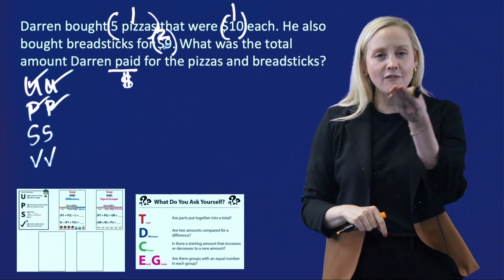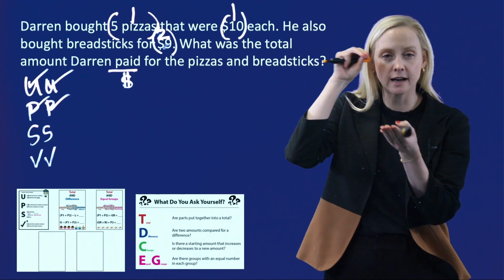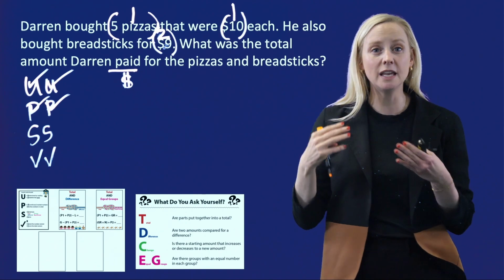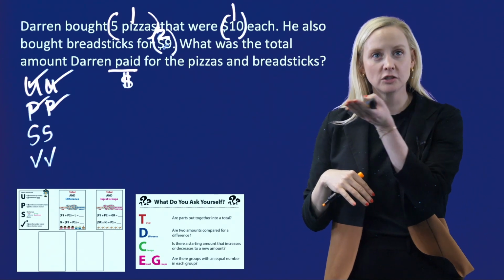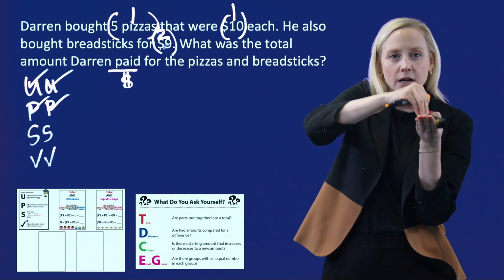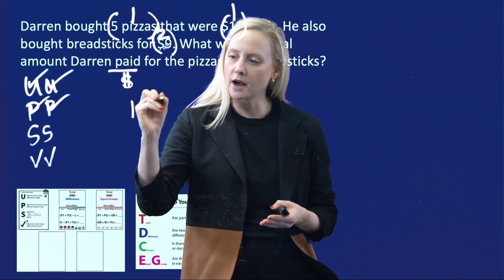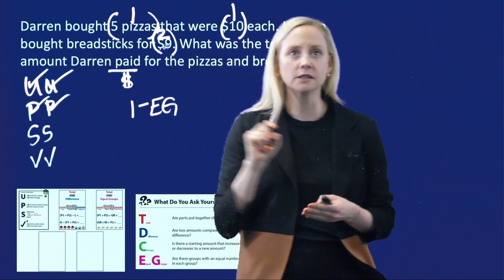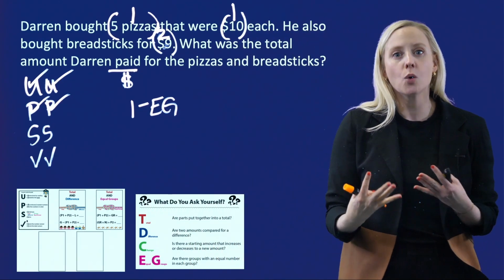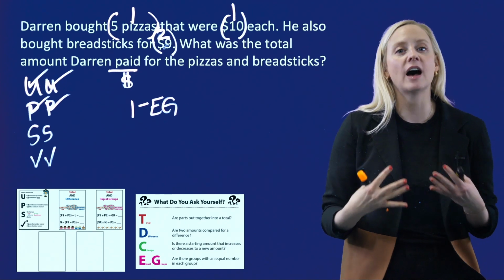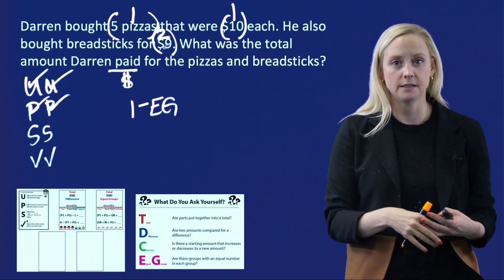I know he had 5 pizzas and each pizza cost $10. So here I know that I have groups, which is my pizzas, and the number in each group, which is the cost of each pizza. So I'm going to put a 1 in an EG because I know first I'm dealing with an equal groups problem where I have to find the product. I have to find the total amount that Darren spent on pizzas.